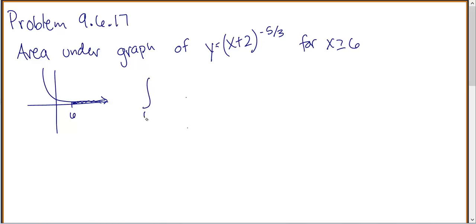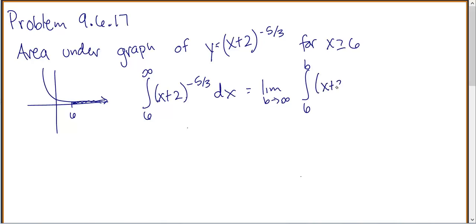So that would be equal to the integral from 6 to infinity, because we don't have a stopping point, of (x plus 2) to the negative 5/3 dx. Now, we're not technically supposed to do integrals with an infinity in there, so we'll change it to a limit as b goes towards infinity of the integral from 6 to b of (x plus 2) to the negative 5/3 dx.